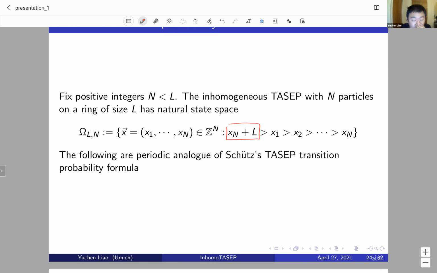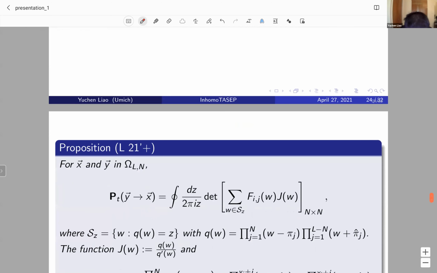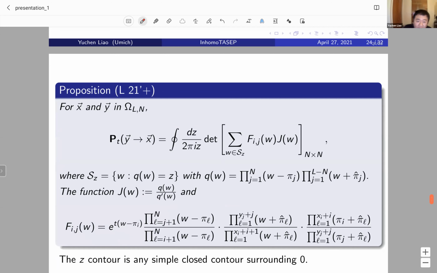So the natural configuration space is the usual configuration space for TASEP with this additional constraint. And this is the reason why everything is discrete instead of continuous. And here is a formula. It's essentially an analog of the Schur formula for the transition probability of TASEP. It looks like this. Consider two arbitrary configurations in the configuration space. The transition probability of going from y to x is given by this contour integral with respect to z, and the integrand is given by some determinant.